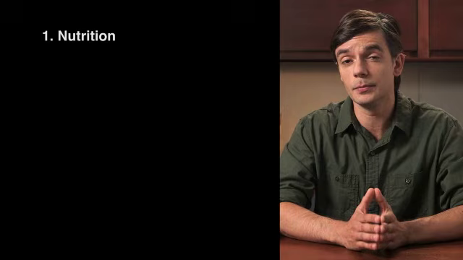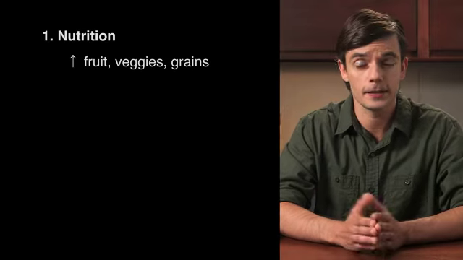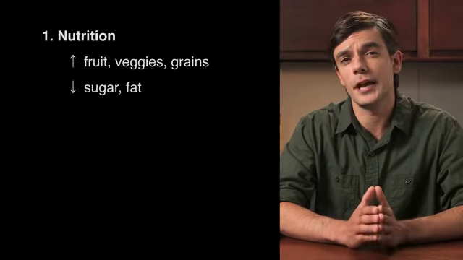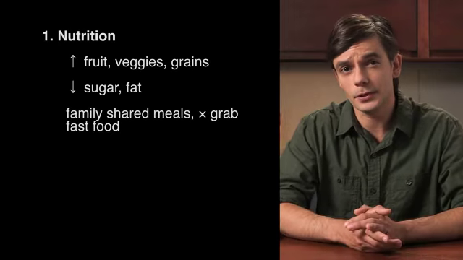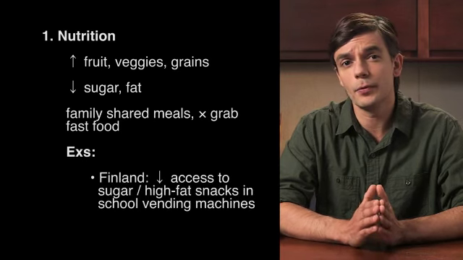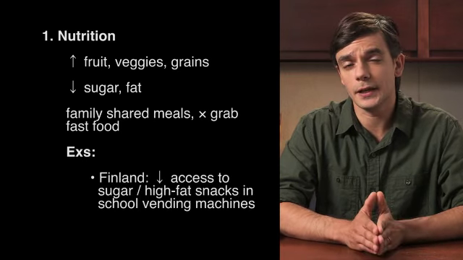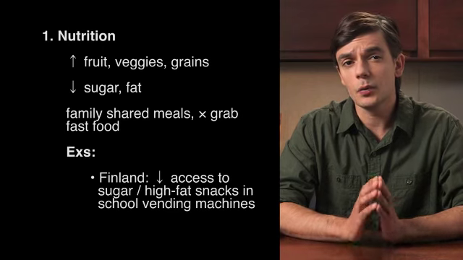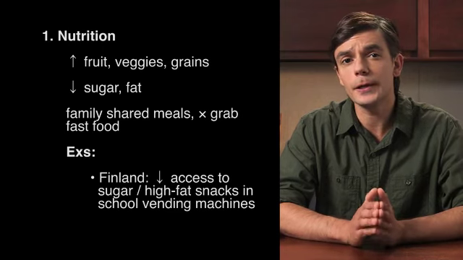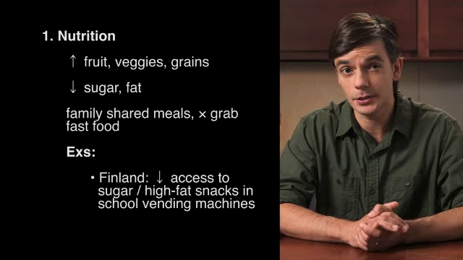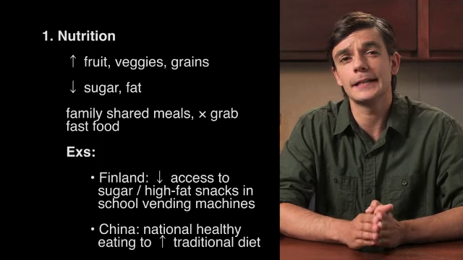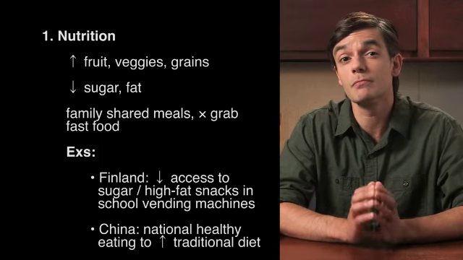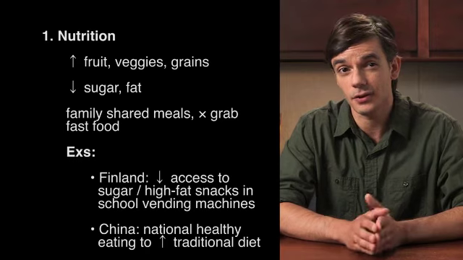First, for nutrition, people are encouraged to eat more fruits, vegetables, and grains, less sugar and fat. And families are encouraged to have shared meal times rather than grabbing fast foods throughout the day. In Finland, for example, officials are addressing the problem of obesity in children by changing the food standards in daycares and schools. They're working to reduce access to sugary, high-fat snacks and drinks in school vending machines. In another example, China now has a national healthy eating campaign that encourages people to eat a more traditional diet and less fast food.